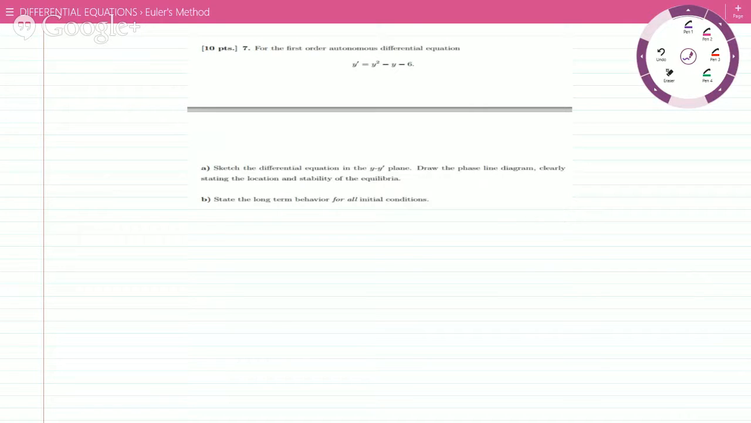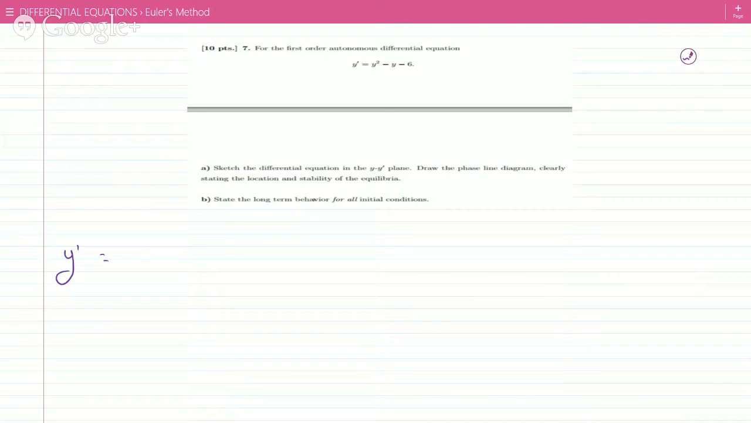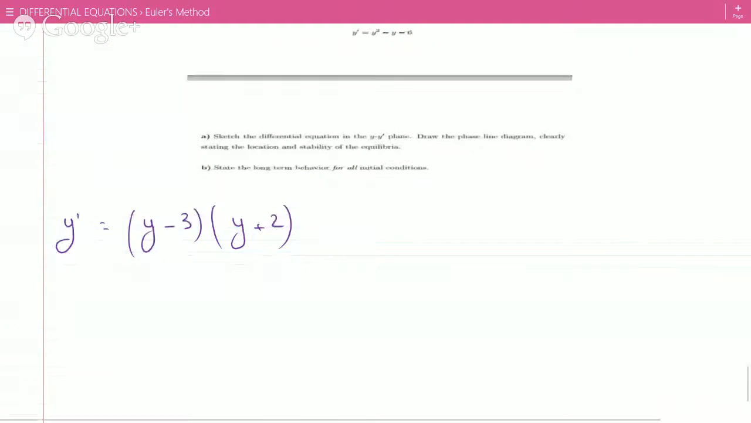I'm sure you know how to sketch a parabola, yeah? Because in the y prime–y plane, this looks like a parabola. It's like saying y equals x squared minus x minus 6, in a way. So we could factor it to figure out what the intercepts are: 3 and minus 2.